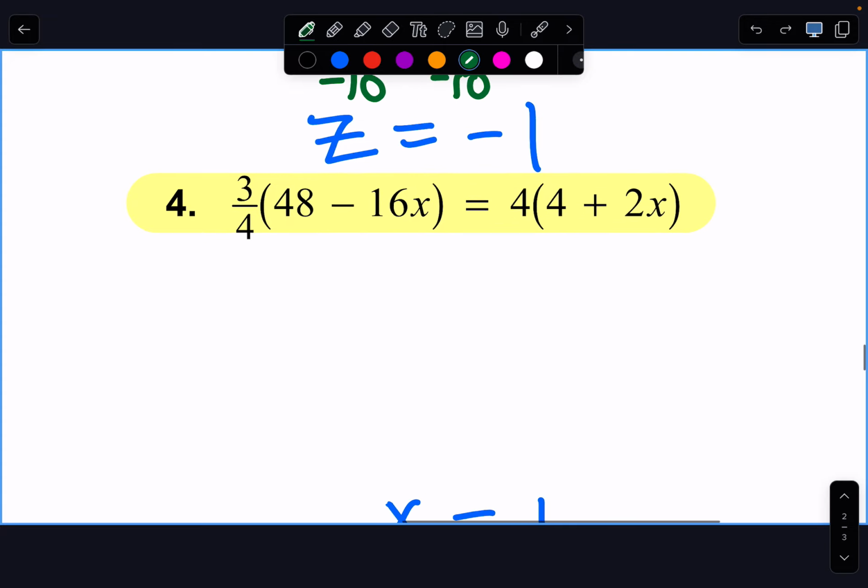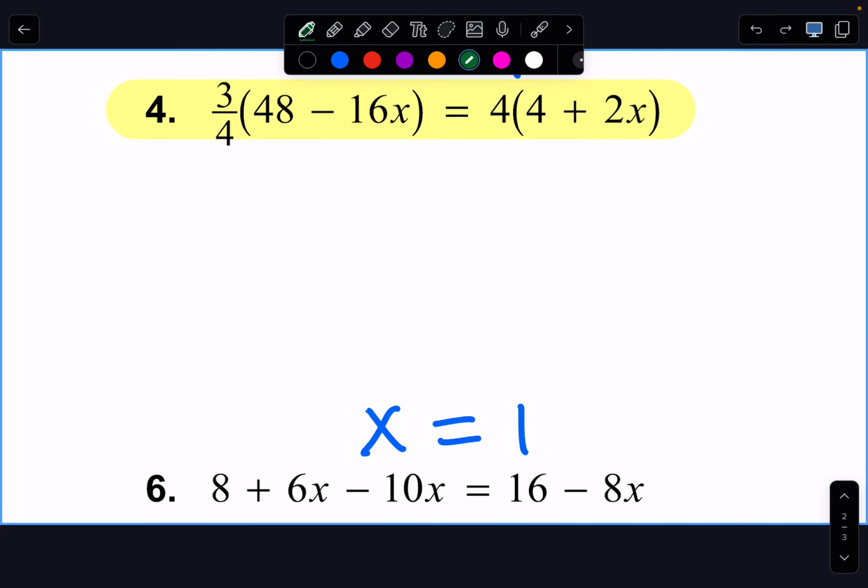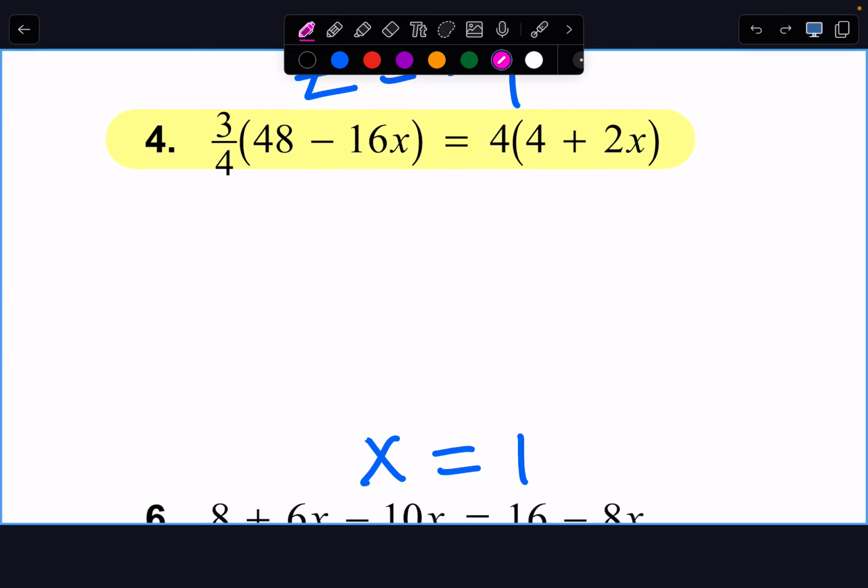Now, let's talk about this problem. Please do not let fractions intimidate you. It's actually nice because both of these numbers are divisible by 4. So multiplying by 3/4 isn't that bad. We have parentheses, which tells us we have to distribute. What happens when we take 3/4 times 48? 27. We get 27. And then 3/4 times 16x. Is that 12x? Yeah.